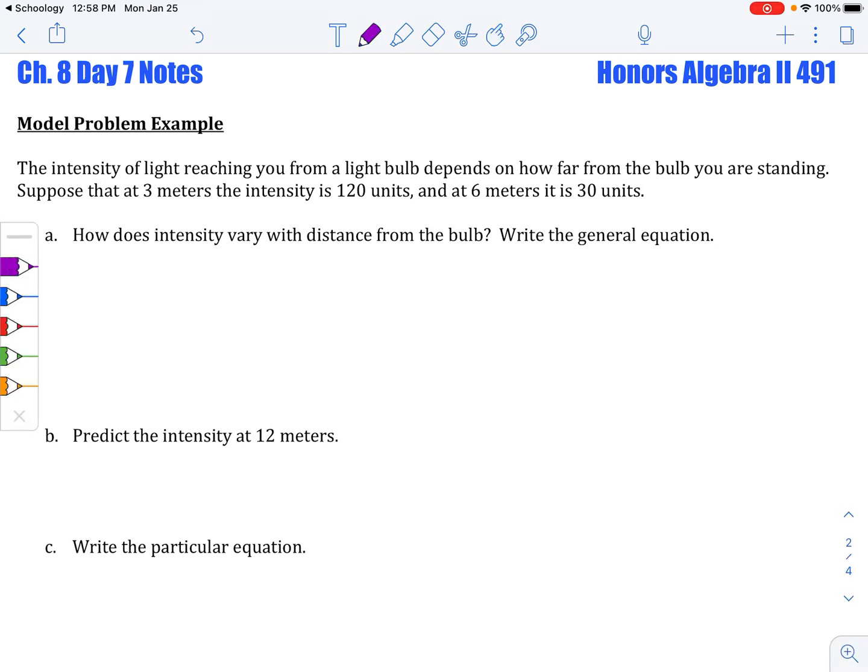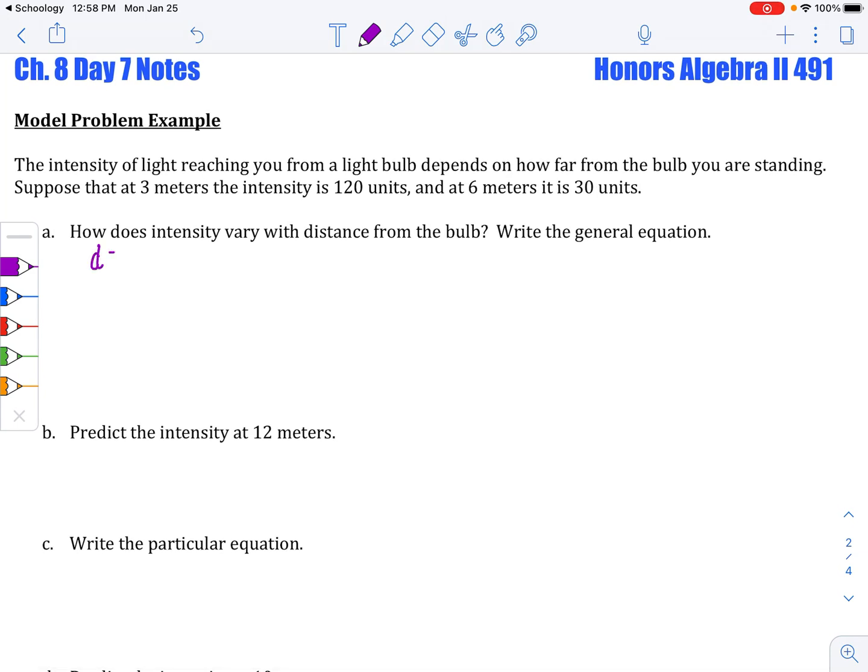First thing we always do is write our variables. So it looks like we have D can be our distance. I'm going to specify in meters. And I'm just going to use I for intensity of that light bulb. And that's going to be just by units. It's called 120 units, 30 units.